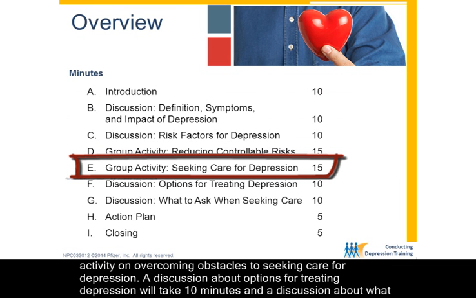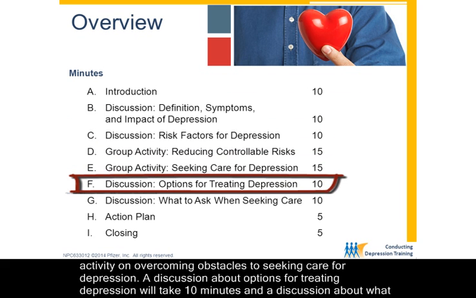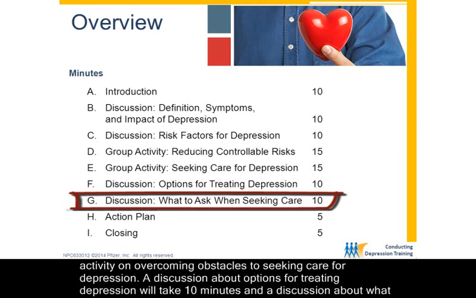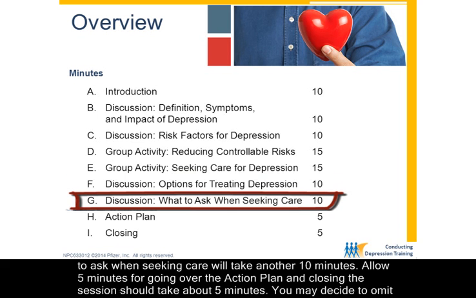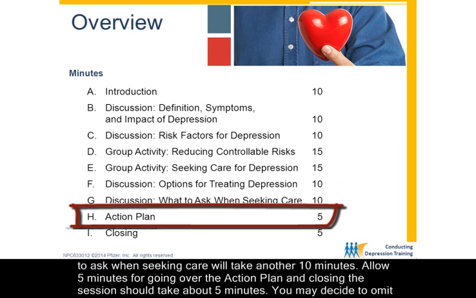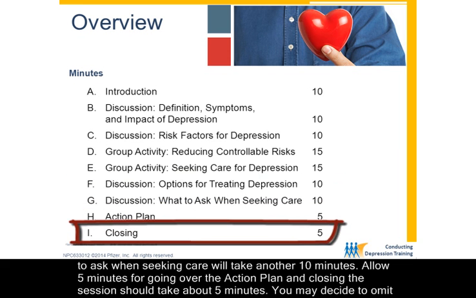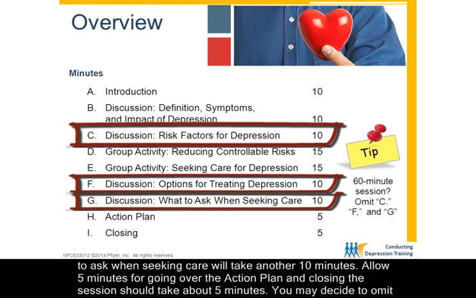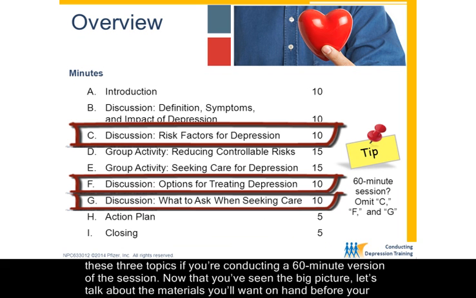activity on overcoming obstacles to seeking care for depression. A discussion about options for treating depression will take 10 minutes, and a discussion about what to ask when seeking care will take another 10 minutes. Allow 5 minutes for going over the action plan, and closing the session should take about 5 minutes. You may decide to omit these 3 topics if you're conducting a 60-minute version of the session.